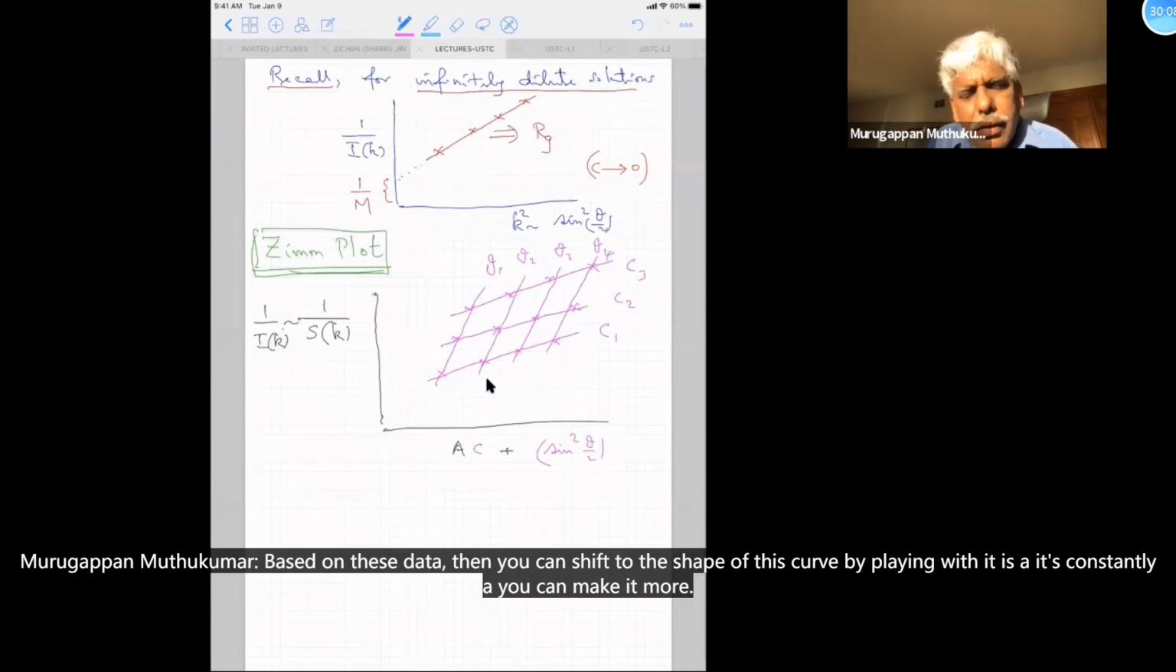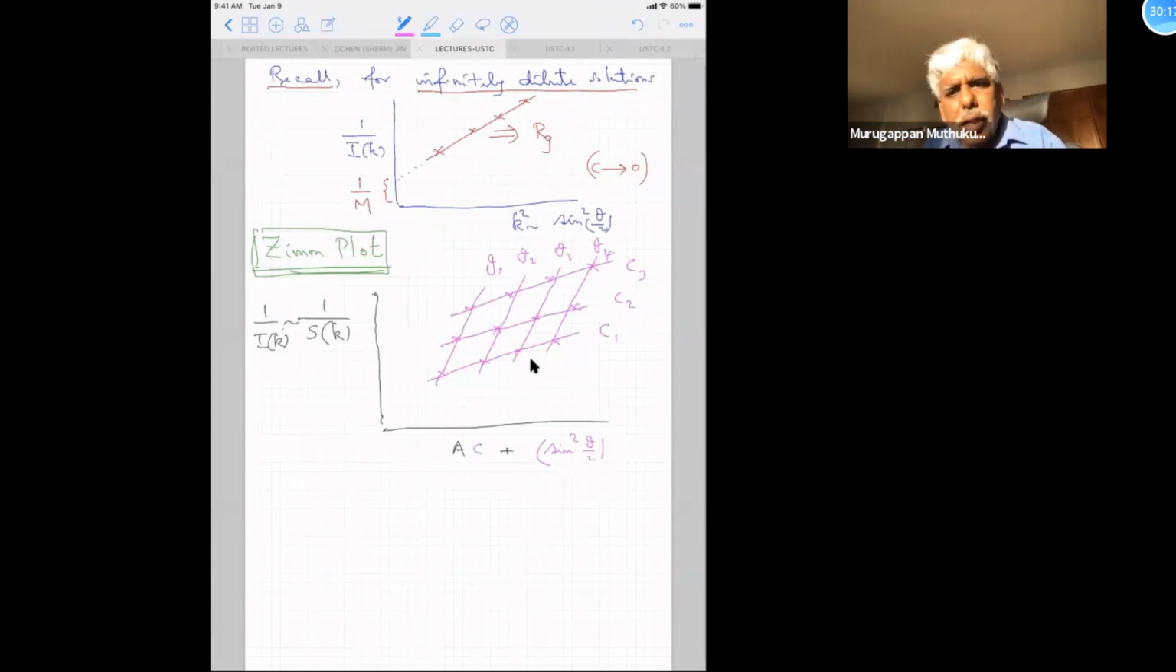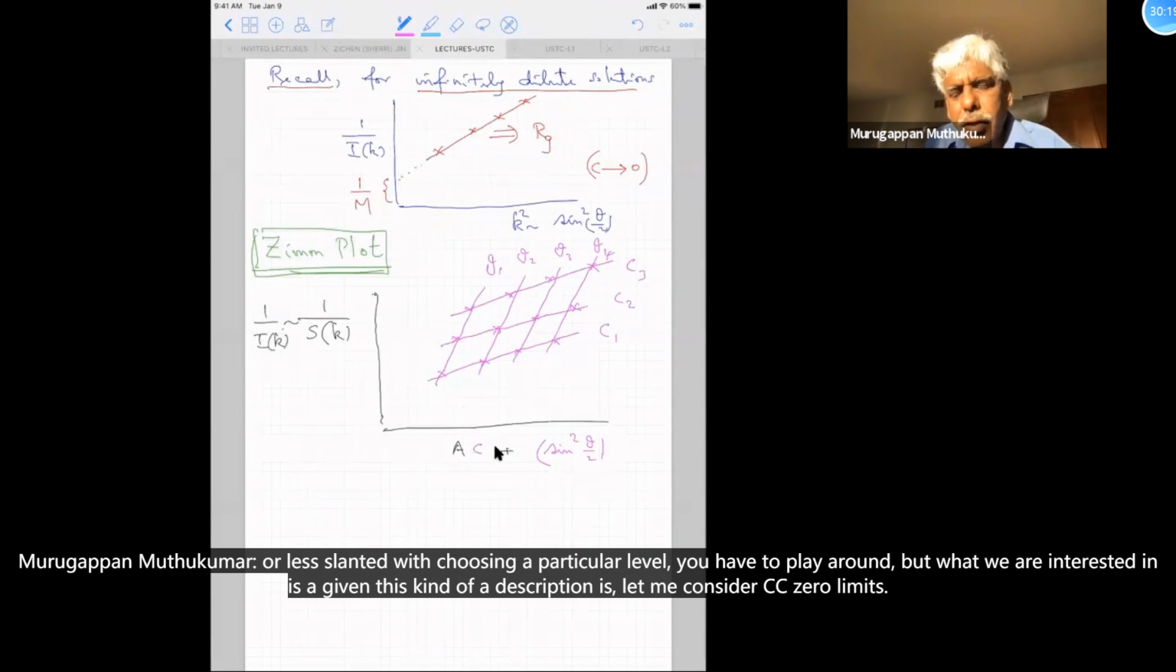Based on these data, you can shift the shape of this curve by playing with this constant A. You can make it more slanted or less slanted by choosing a particular value of A. You have to play around.